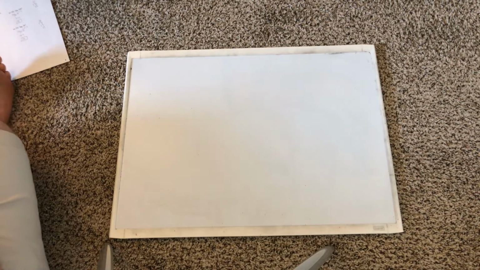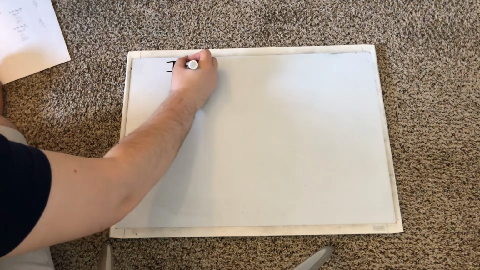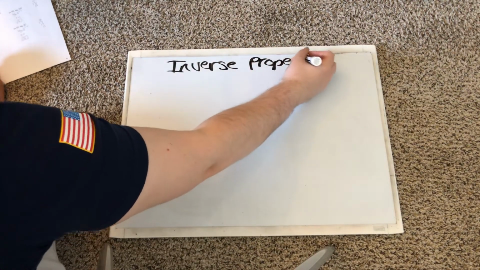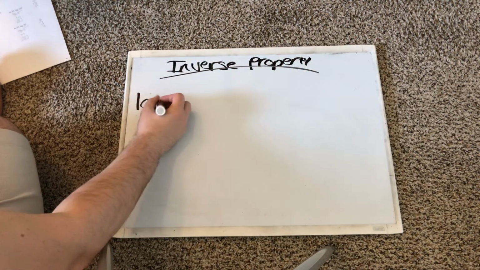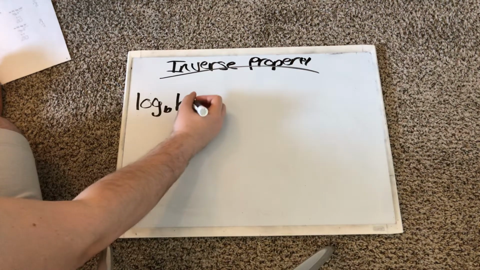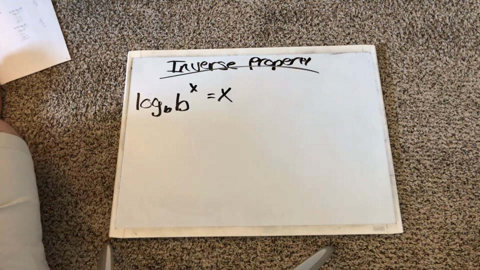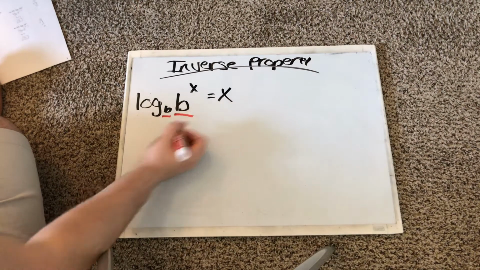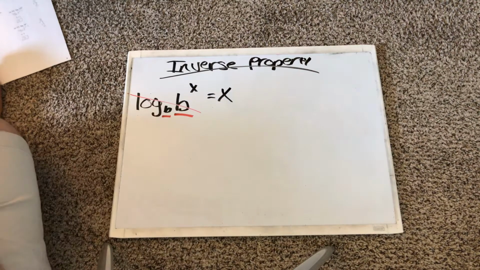Alright, but the main focus of today's lesson is called the inverse property. What this is: if I have log base b of b raised to the x power, this is going to be equal to x. So if I have my base and my big number equaling each other, that can just cancel out. So it just is this little x right here.